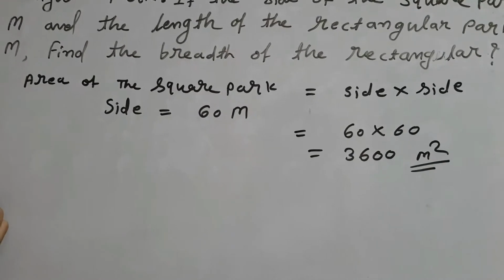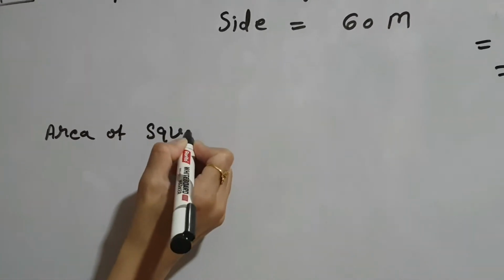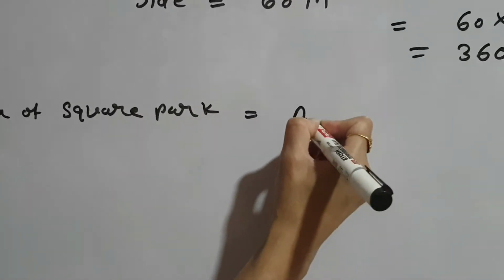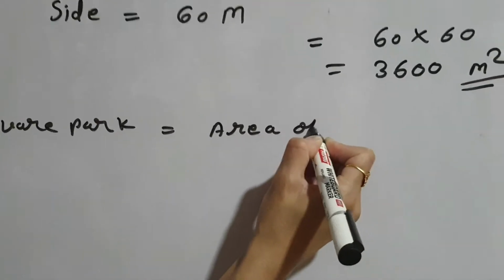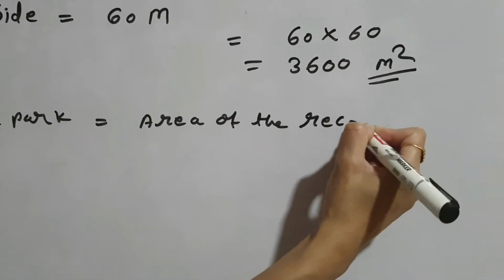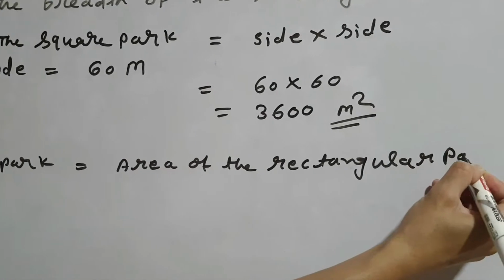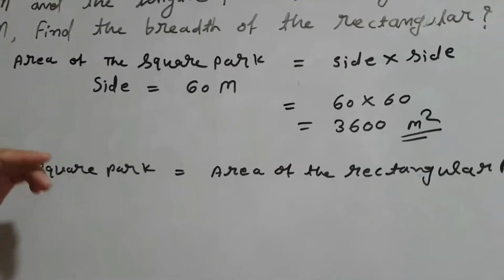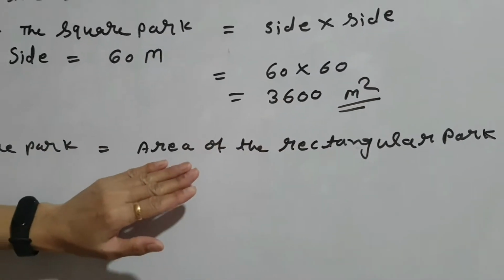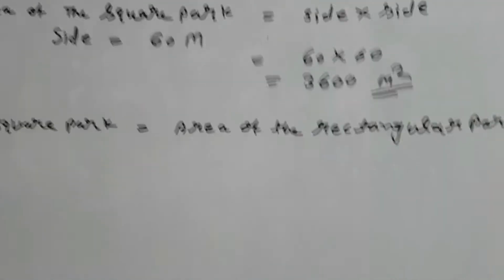Now area of square park equals area of the rectangular park. So what is the area? We have found 3600 square meter. So this is also the area of the rectangular park.